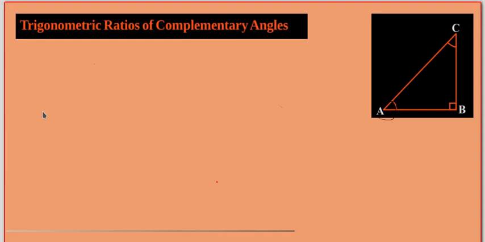Dear students, in this session we will discuss problems on trigonometry. Here we will discuss some problems based on complementary angles. First of all, what are complementary angles?